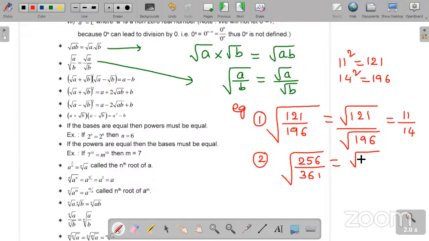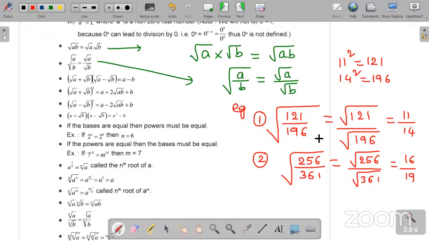This is square root of 256 by square root of 361. My dear students, square root of 256 is 16. Square root of 361 is 19. So 16 upon 19 is the correct answer. Yes, absolutely. Wonderful job.